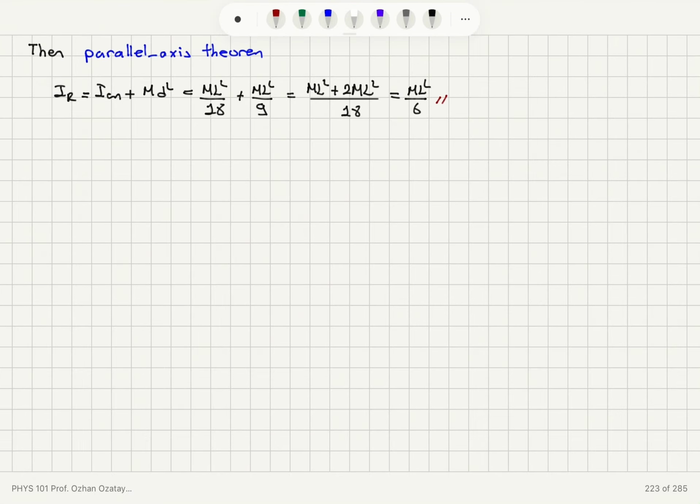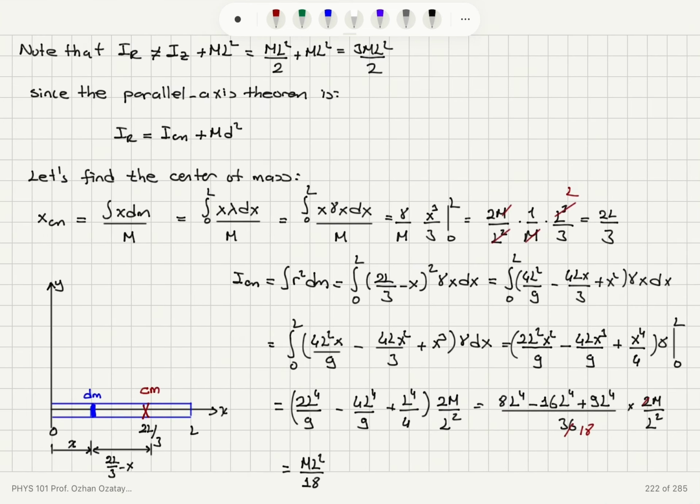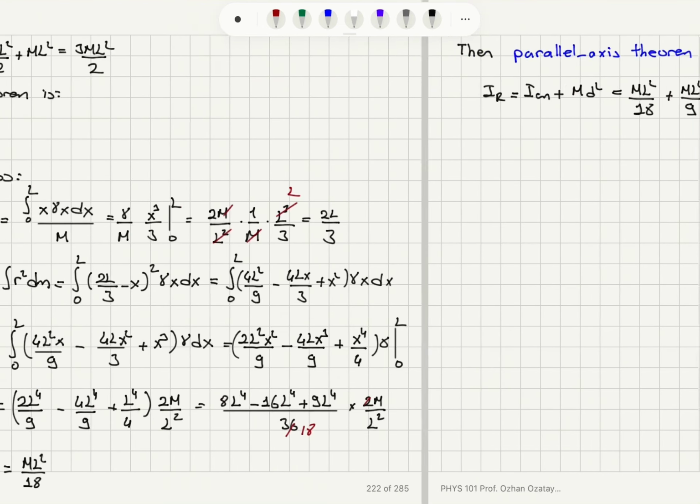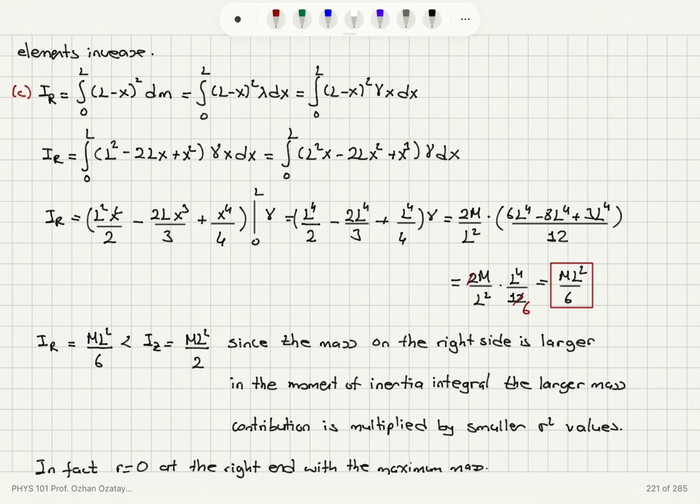The same result I found in part C of the problem, by doing the calculation directly. So you can see that the proper use of the parallel axis theorem is I center of mass plus md squared. So you cannot calculate I right as I left plus mL squared, that would be a big mistake.